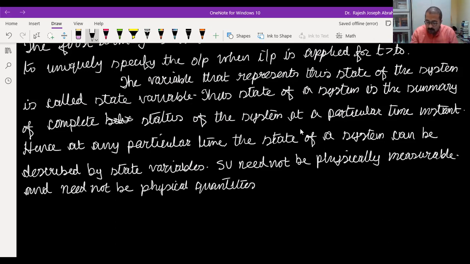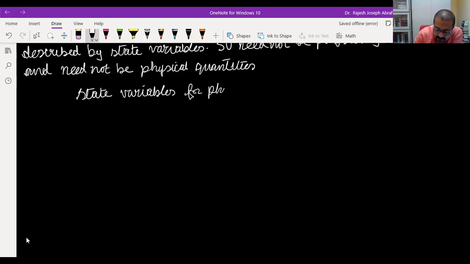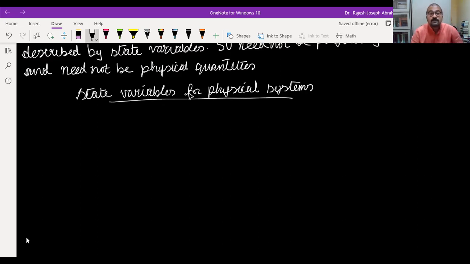Okay, now let us see how we can define state variables for some physical systems. State variables for physical systems. So first one is a capacitor.